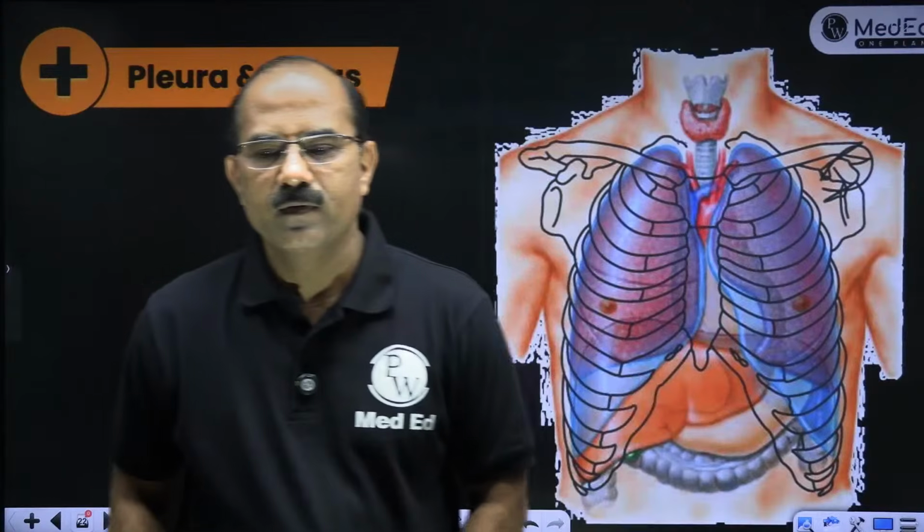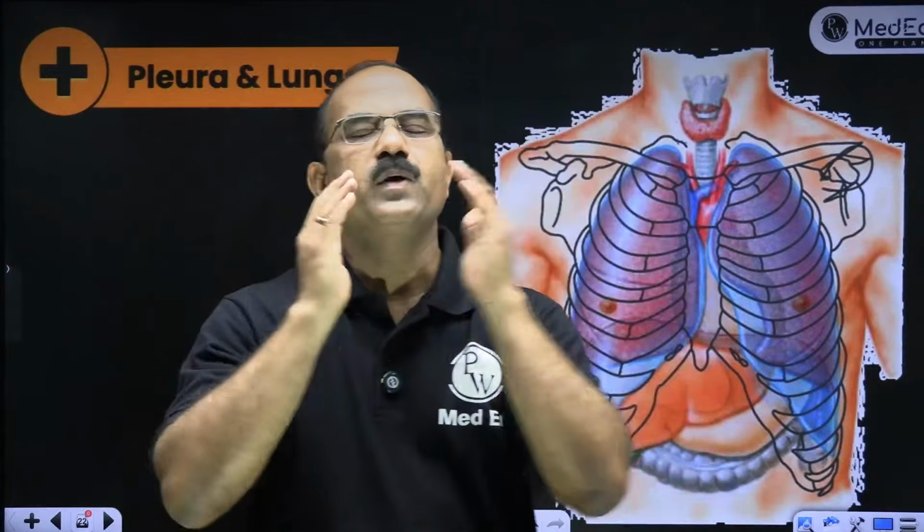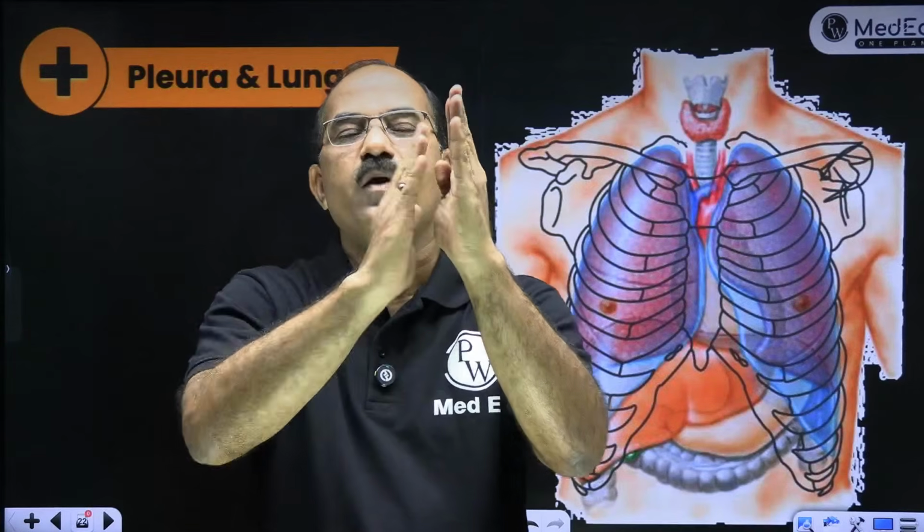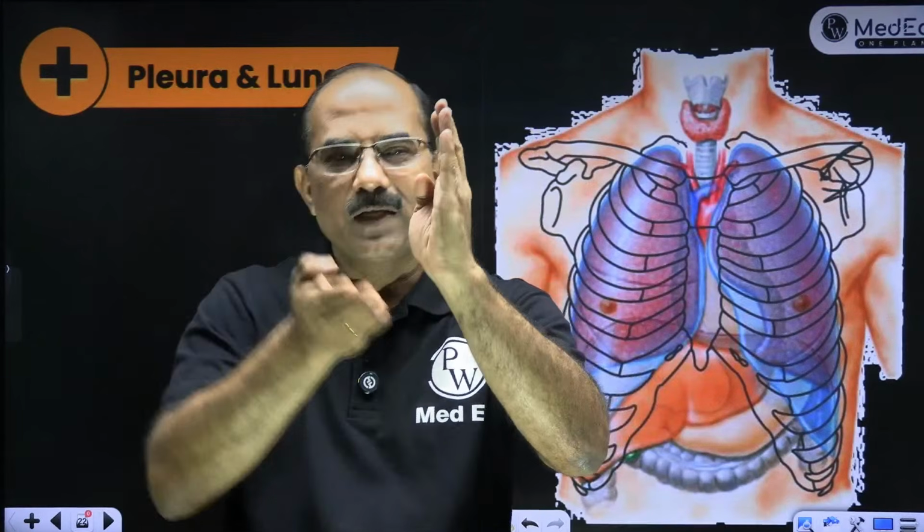Chalo bolo now. What are the types of pleura? Like understand this lung. अगर ये lung है, so ये apex है, ये base है. What is this surface? Mediastinal surface. What is this surface? Costal surface. So what are the parts of the lung? Apex, base, mediastinal surface, costal surface.